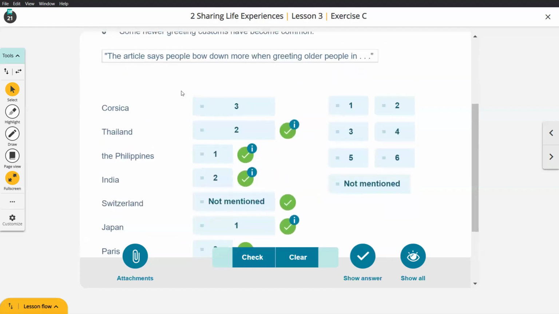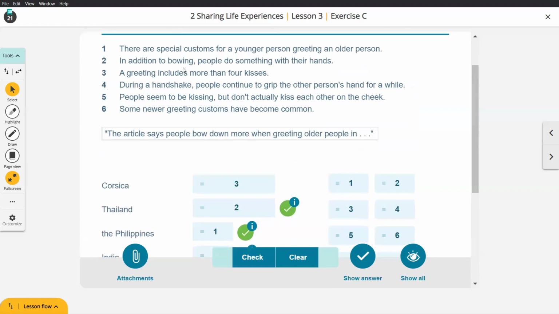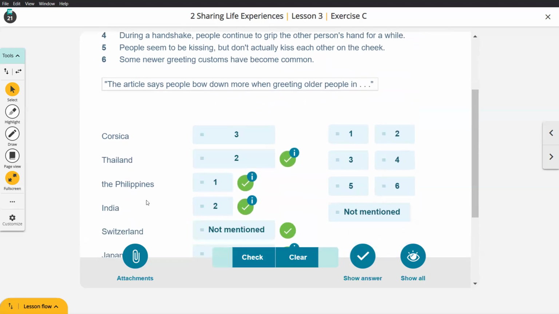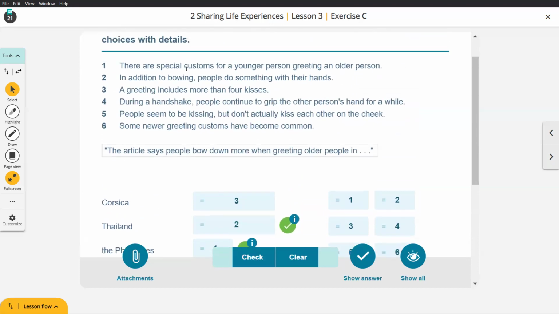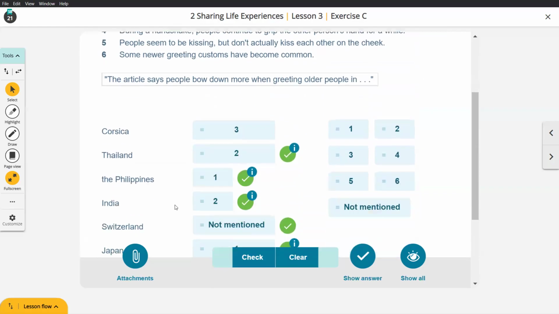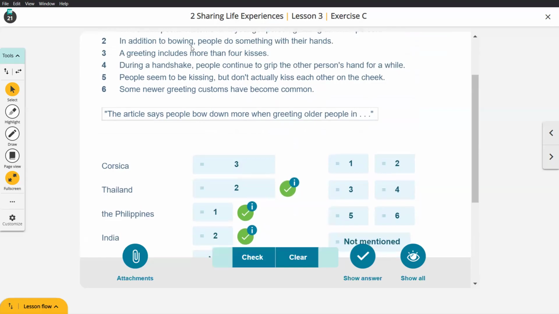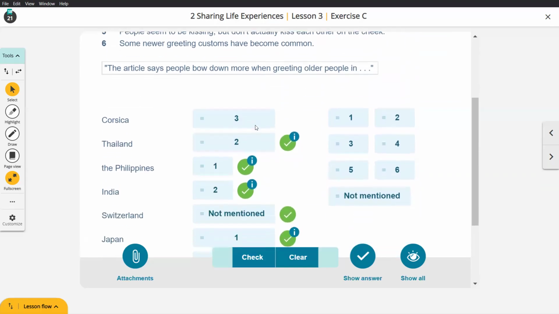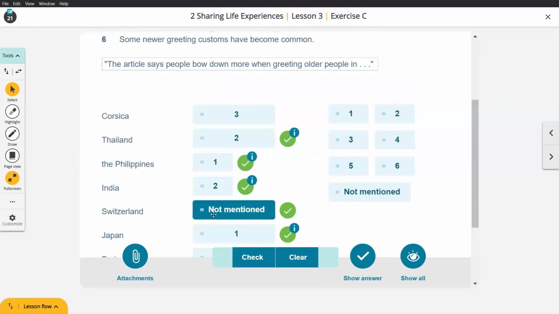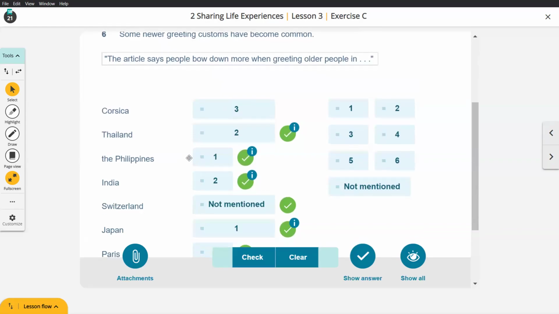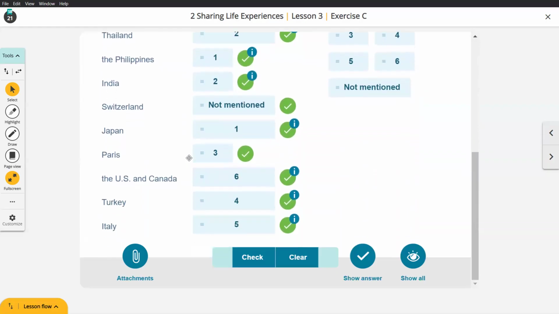Excellent. So, in Thailand, it mentioned that they greet by bowing and people do something with their hands. In Philippines, there is a special custom for a younger person greeting an older person. The age here matters. It's really important. In India, it says bowing and people do something with the hands. Switzerland, do not mention, okay? So in Japan, as well, the age, okay? So perfect. There you have it.